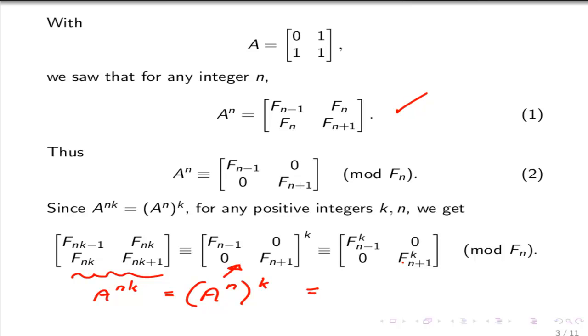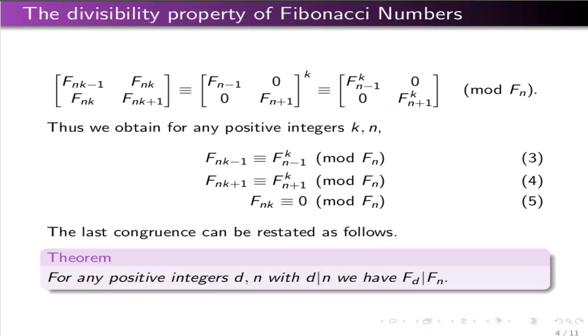To say that this is a matrix identity means that this entry on the left has to match with this entry on the right, and that this entry here matches with this one. So what do we get? Matching all of the entries, we see that F nk minus 1 is congruent to F sub n minus 1 to the kth power mod Fn. And then matching the lower right hand corner, we get the second one. And then matching the upper right corner, Fnk is congruent to 0. And that's the most interesting one.